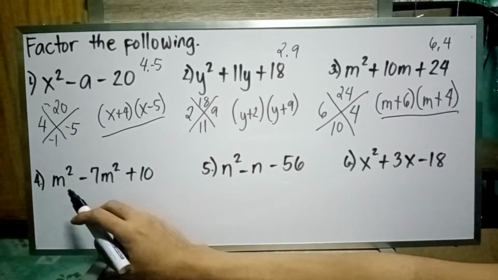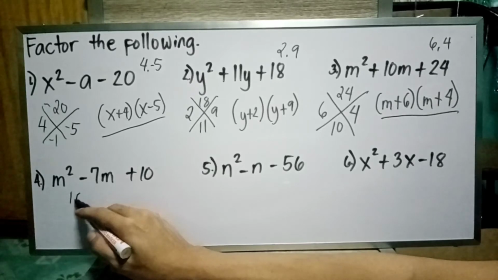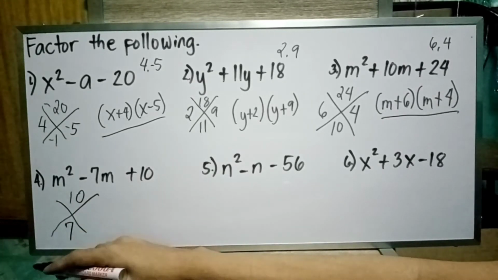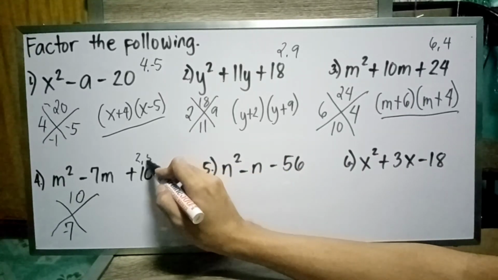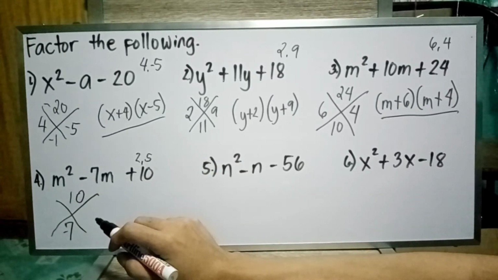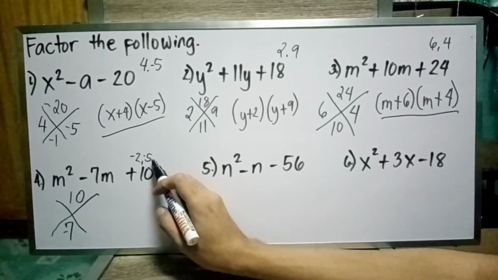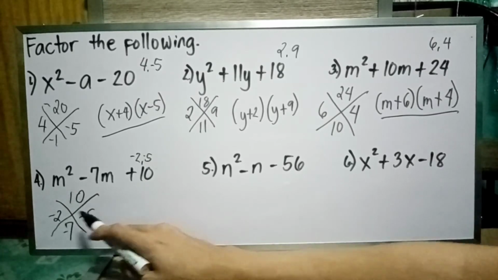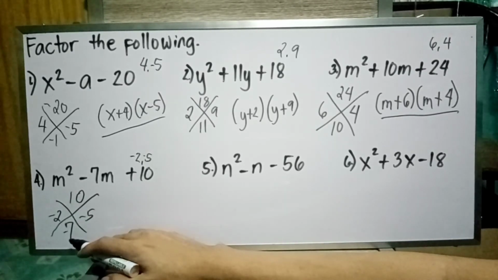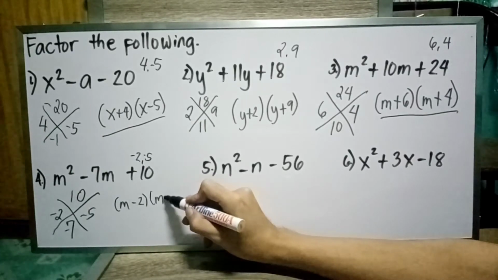Next, m squared minus 7m plus 10. We're looking for the factors of 10 that will give you a sum of negative 7. It can be 2 and 5, but we need negative. Both are negative, because negative 2 times negative 5 is positive 10, and negative 2 plus negative 5 is negative 7. So therefore, the factor is m minus 2, m minus 5.